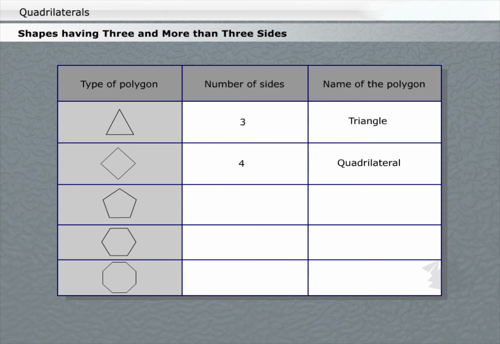A polygon with 5 sides is called a pentagon. A polygon having 6 sides is called a hexagon. A polygon having 8 sides is called an octagon. There are many other polygons too, but you will learn about them in higher classes. Let us summarize what we've learned in this learning unit.